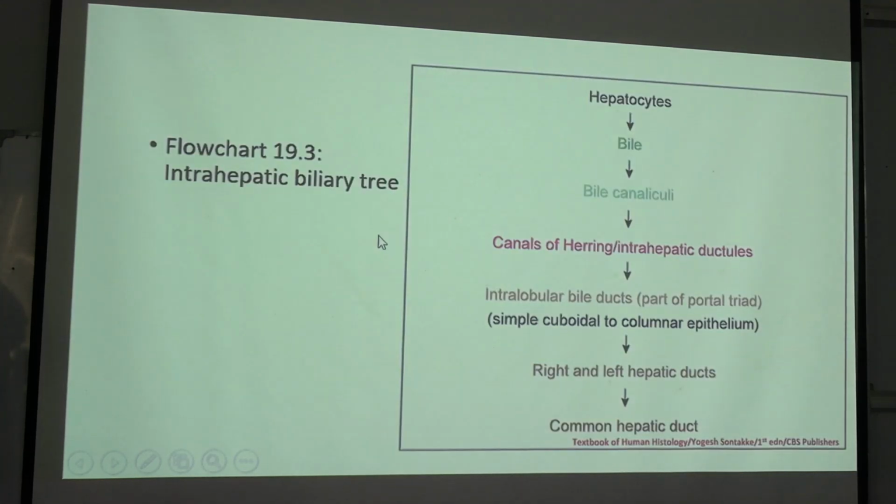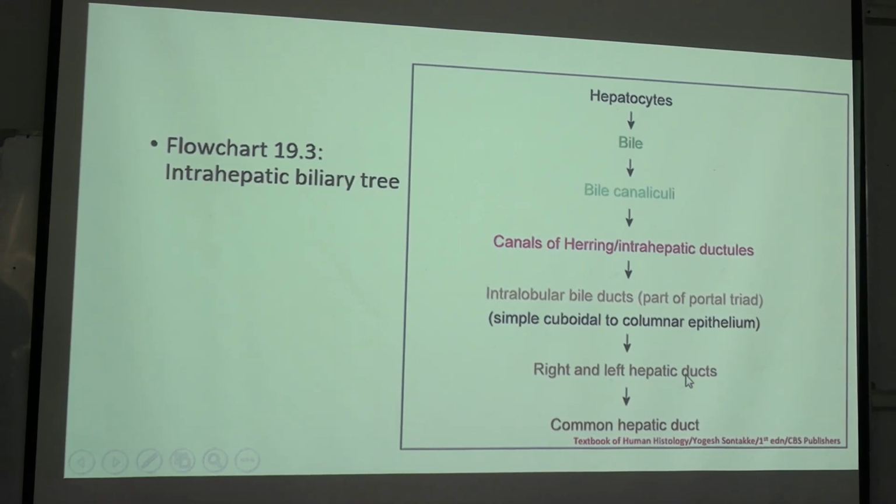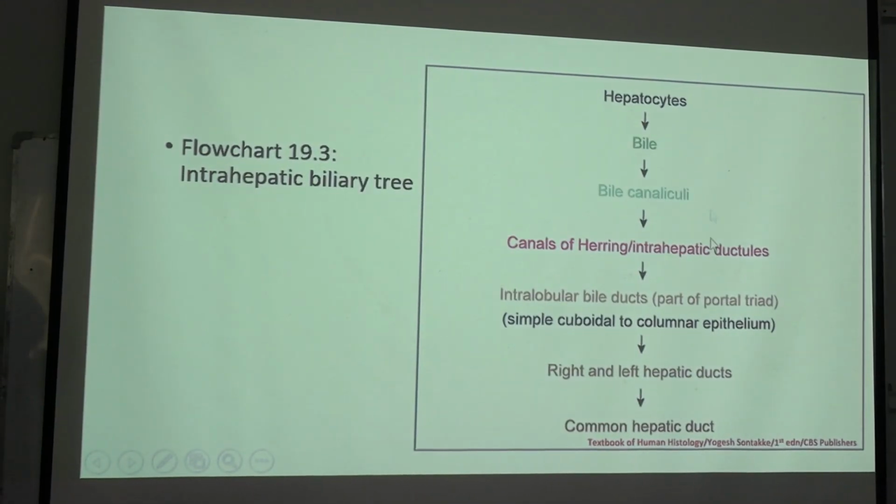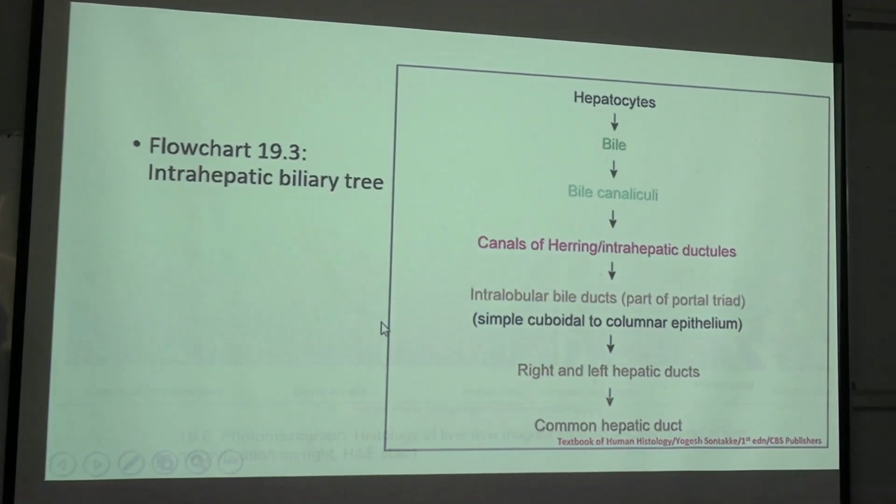And how the bile flows from the hepatocytes, that we have to know. The bile, which is secreted from the hepatocytes, goes into the canaliculi, which is a lower level gutter, which drains to the bigger gutter, known as intrahepatic ductules, then interlobular, and eventually to the hepatic ducts, right and left, then to the common hepatic duct and the gallbladder. This is how the flow of the bile goes on from this particular hepatocyte.